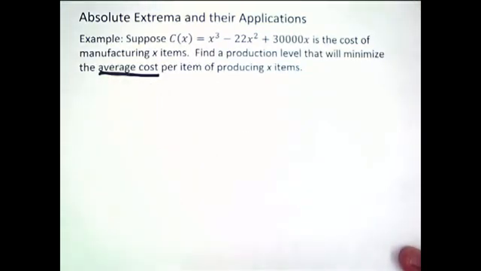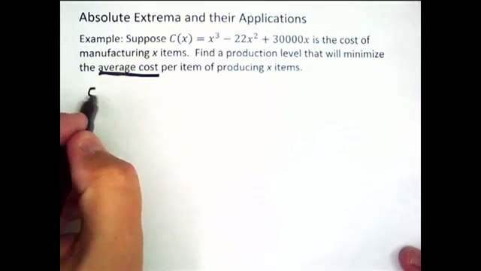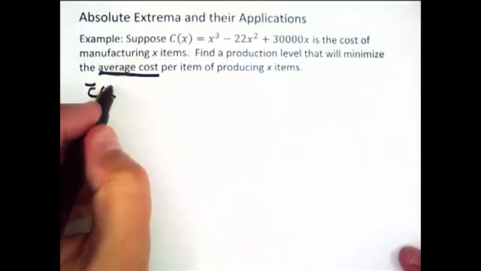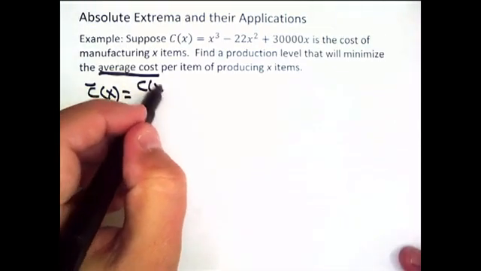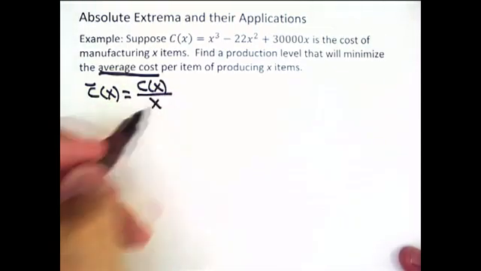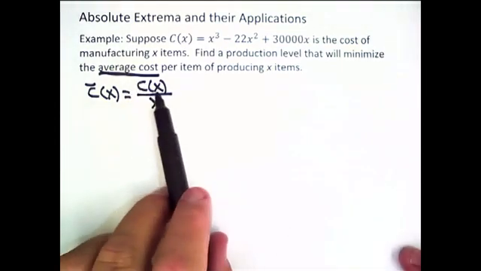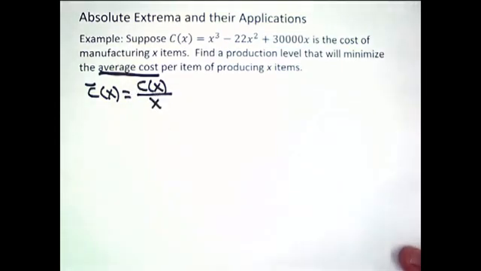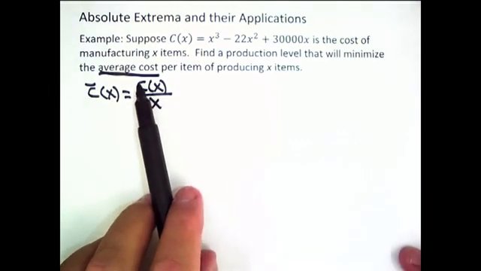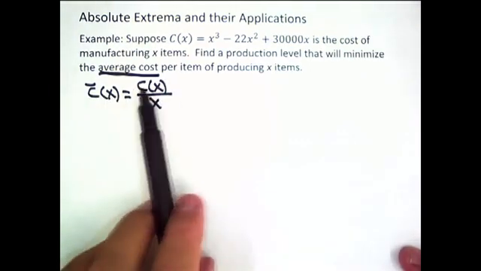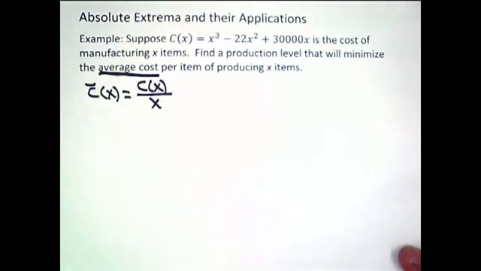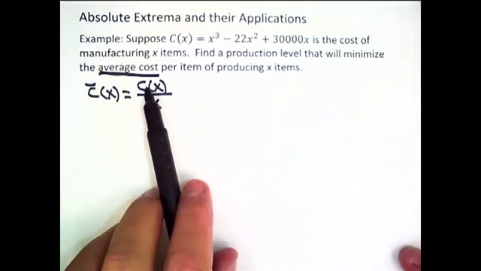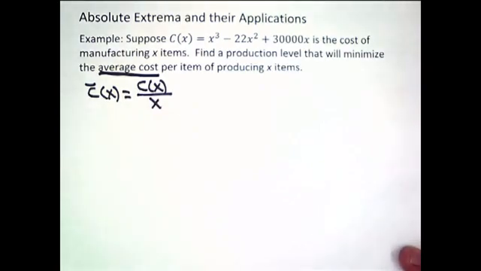So the question is, what is average cost? We use C bar of x to stand for average cost, and the average cost is the total cost divided by x. In other words, the total cost of producing x units divided by the number of units. And it's just like averaging anything else. If you had a bunch of test grades and you wanted to find your average, you total them and then divide by how many tests there were. So same idea, the average cost is the total cost divided by how many units.